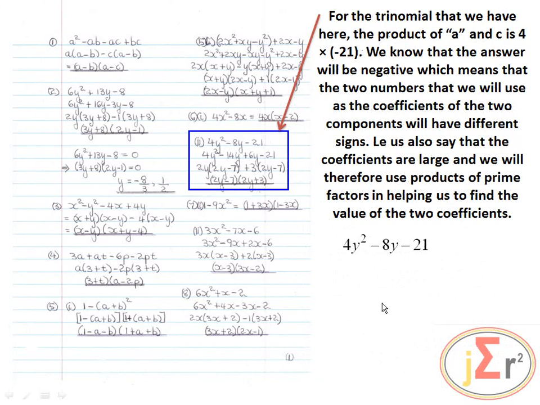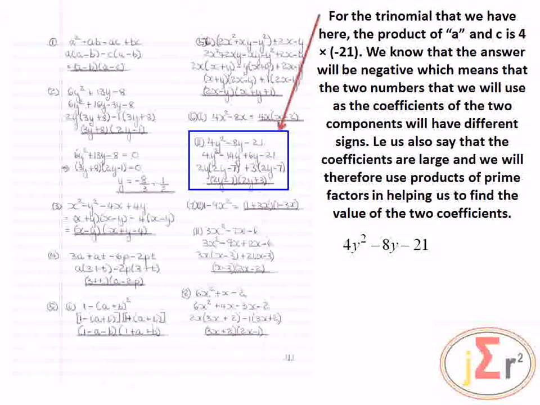Here we have another trinomial. For the trinomial that we have here, the product of A and C is, what is A? 4. What is C? Negative 21. 4 multiplied by negative 21, and we did not write the answer down. Deliberately we left it out. We know that the answer will be negative, which means that the two numbers that we will use as the coefficients of the two components will have different signs.